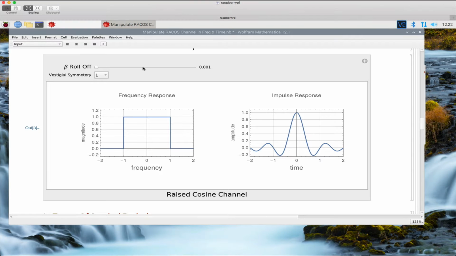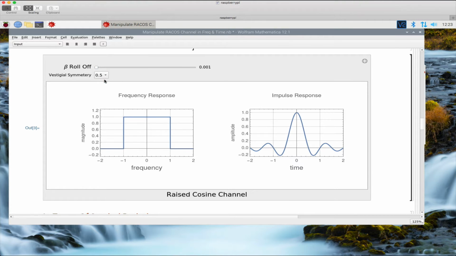If we increase the roll-off while keeping it symmetrical around a frequency of 1, we notice that the zero crossing interval of the sinc pulse remains the same. However, the sinc pulse tails are dramatically reduced.